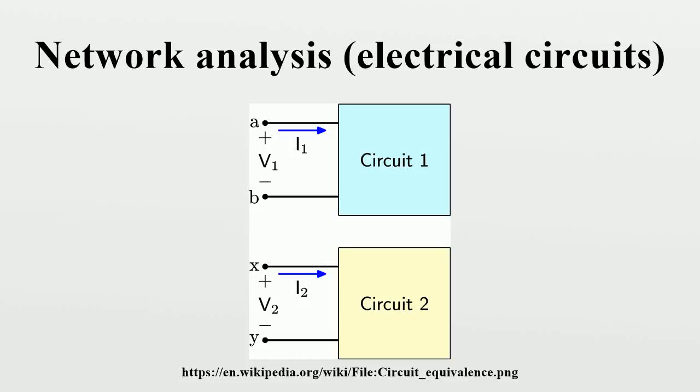A network, in the context of electronics, is a collection of interconnected components. Network analysis is the process of finding the voltages across, and the currents through, every component in the network. There are many different techniques for calculating these values. However, for the most part, the applied technique assumes that the components of the network are all linear. The methods described in this article are only applicable to linear network analysis, except where explicitly stated.